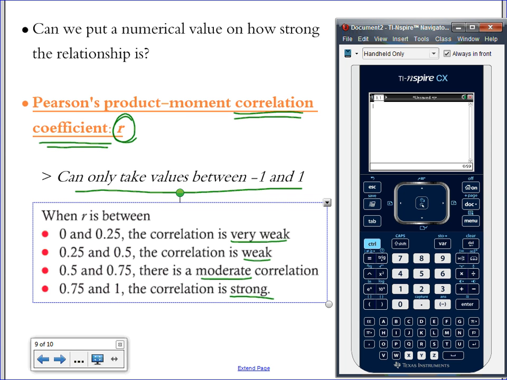That would be a pretty tight line. And it's most likely that your R values for your project are going to be between, my guess is 0 and 0.5. So very weak or weak.